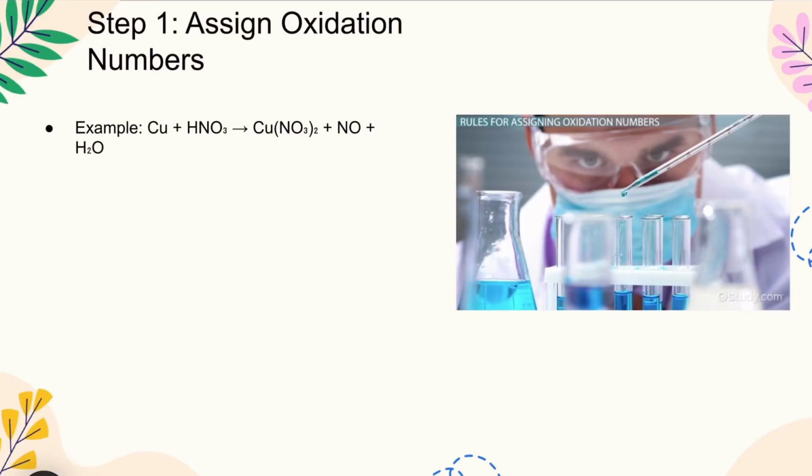So for this reaction here that occurs in an acidic medium, copper plus nitric acid yields copper(II) nitrate plus nitrogen monoxide plus water. The first thing we're going to do is assign oxidation numbers using the rules that we talked about in the previous video class.